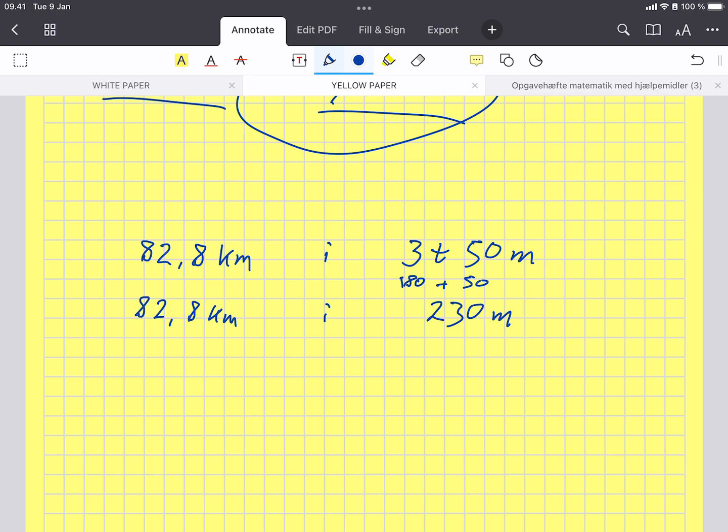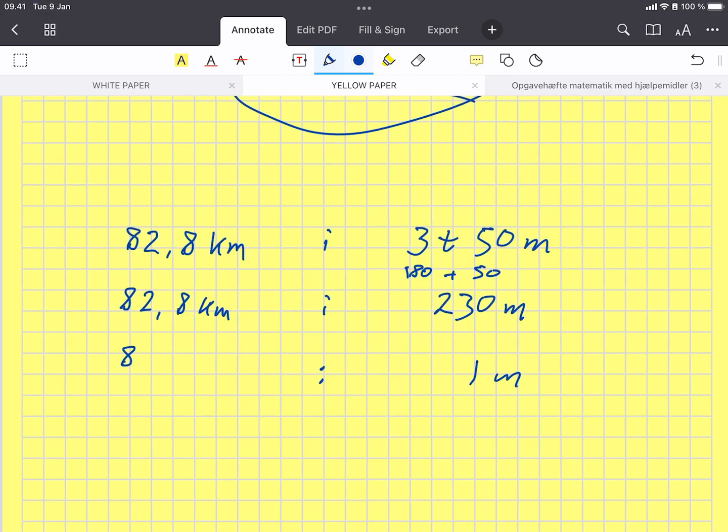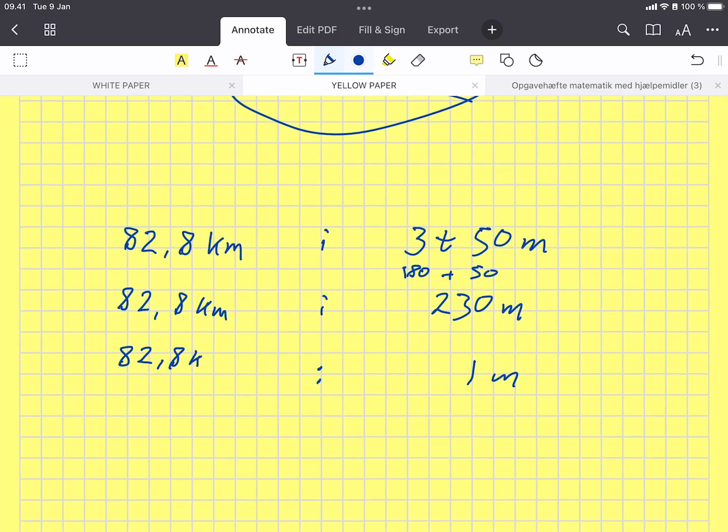Okay, if they can go 82.8 kilometers in 230 minutes, then in 1 minute they can go 82.8 divided by 230. So 82.8 kilometers divided by 230 in 1 minute, and then in 1 hour they can go 60 times as much, because they've got 60 times as much time to do it in.